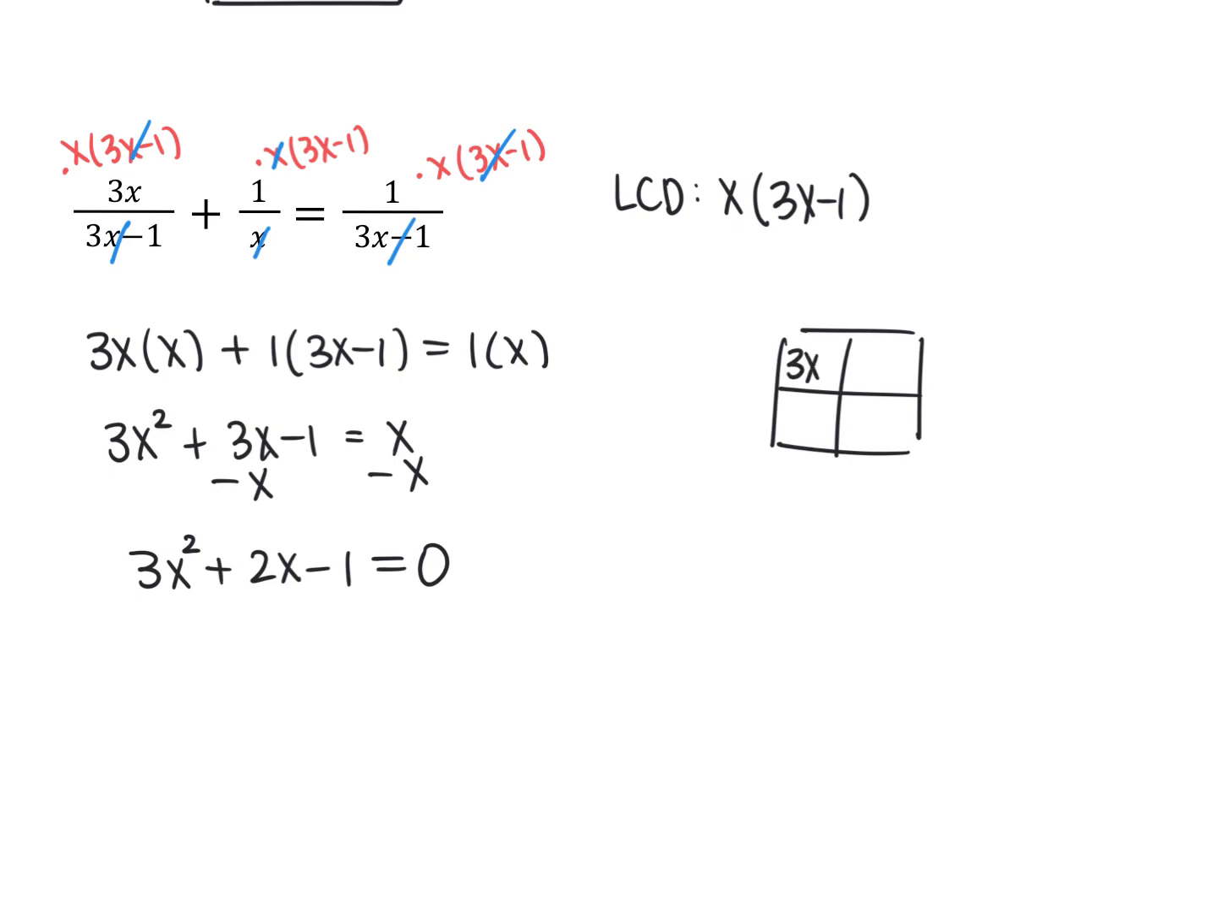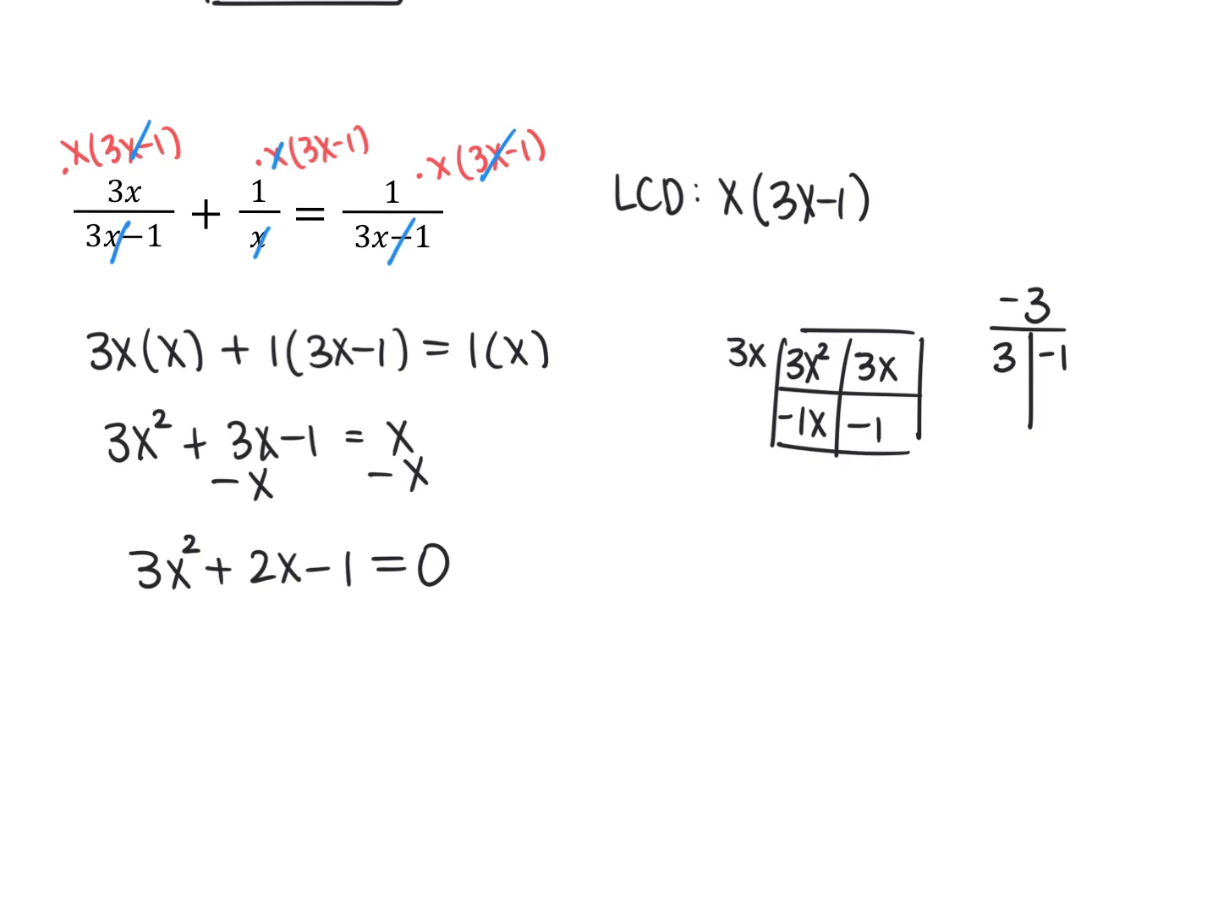So we have our 3x squared and our negative 1. 3 times negative 1 is negative 3. So I'm looking for the numbers that multiply to negative 3 and add to 2. And there is only one way to multiply to 3, and that's 3 and 1. So it's going to be 3 and negative 1. So we'll have 3x and negative 1x.